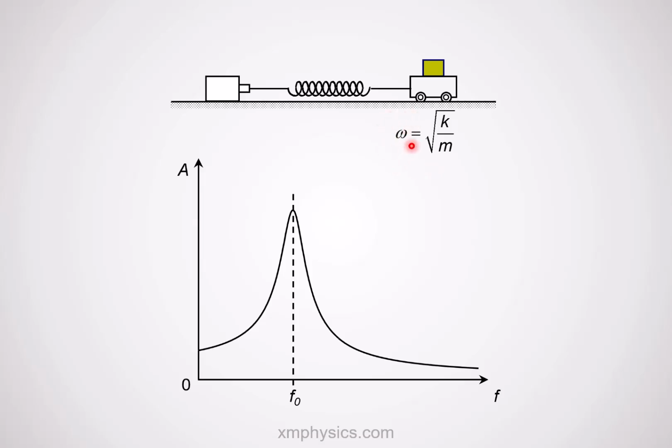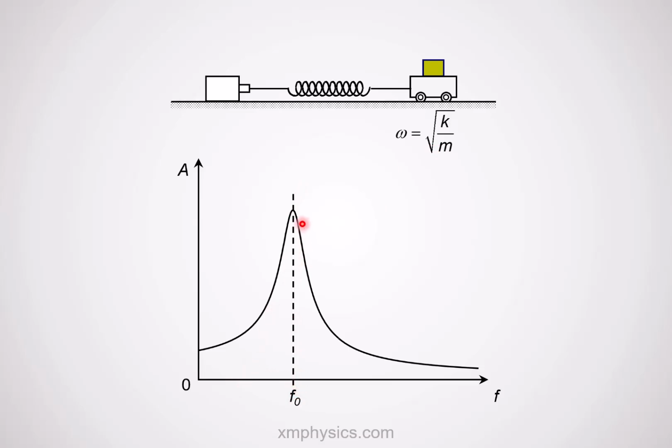Well, we know the natural frequency of a spring mass system depends on the stiffness of the spring and the inertia of the system. So when you have a larger mass, the natural frequency is going to be lower, which means resonance is not going to occur at the same frequency as before. It's going to occur at a lower frequency.